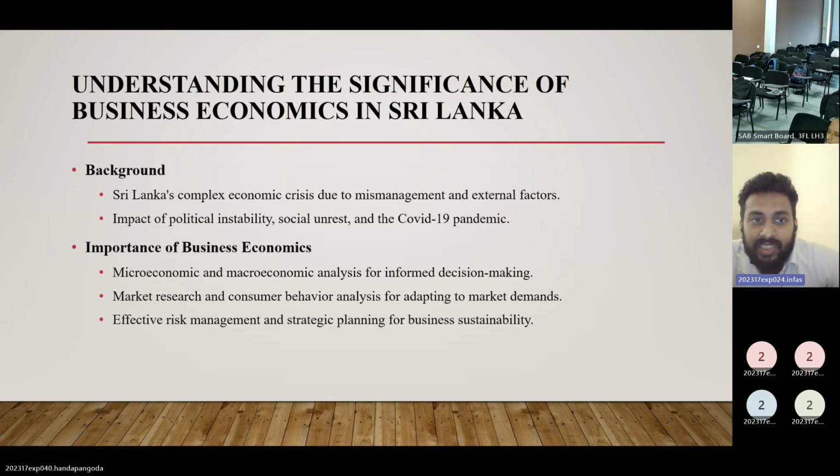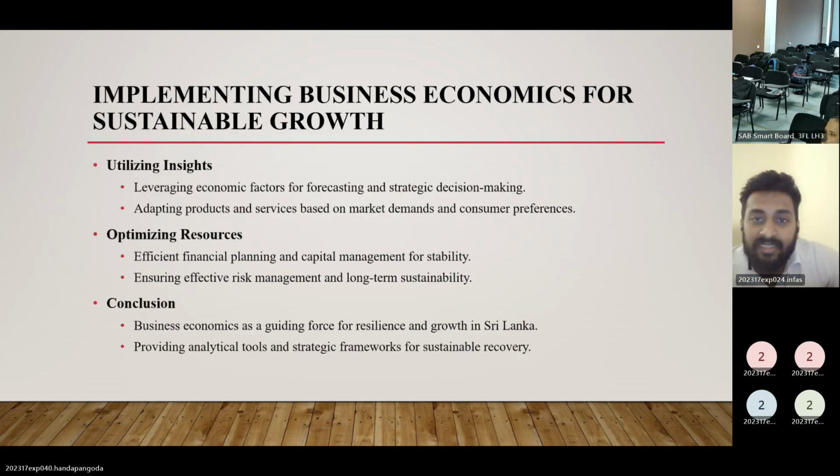In tough times, business economics is important. It helps smart decision making for businesses. It also assists the understanding of customer behaviors in the challenging market. Plus, it plays a critical role in planning and protecting business in the future. When moving to the next slide, we will discuss implementing business economics for sustainable growth. We will discuss this under two categories: utilization of insight and optimization of resources.